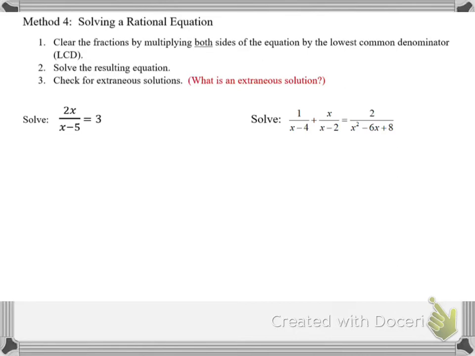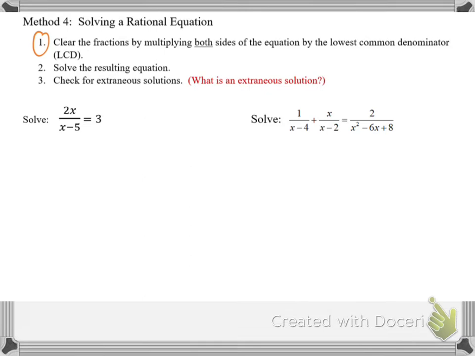In these two examples, we will look at methods for solving rational equations. So the first example is the rational equation 2x over x minus 5 equals 3. This is a great way to start reviewing our steps for solving a rational equation. So first we want to clear the fractions by multiplying both sides of the equation by the lowest common denominator.